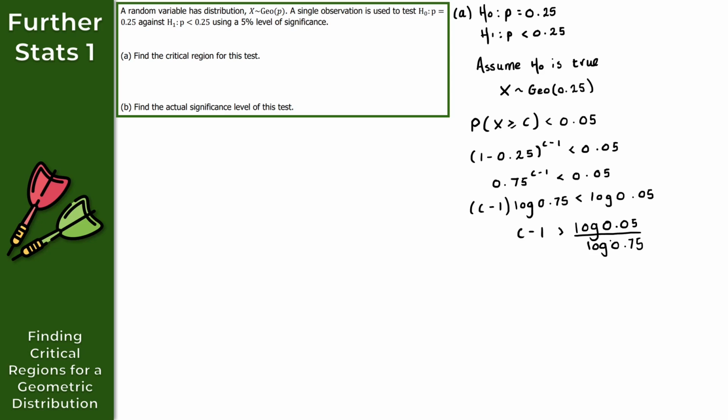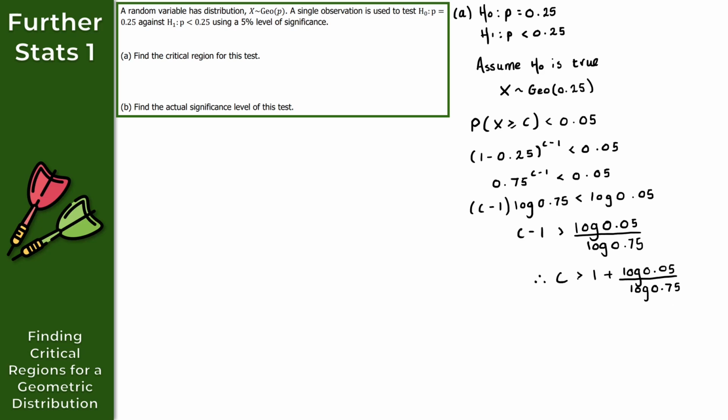Now, obviously, we're looking to solve for c here. So what I need to do now is add 1 to both sides, because this is c minus 1. Therefore, to balance the inequality, we add 1 to both sides, and c is strictly greater than 1 plus log of 0.05 over log of 0.75.